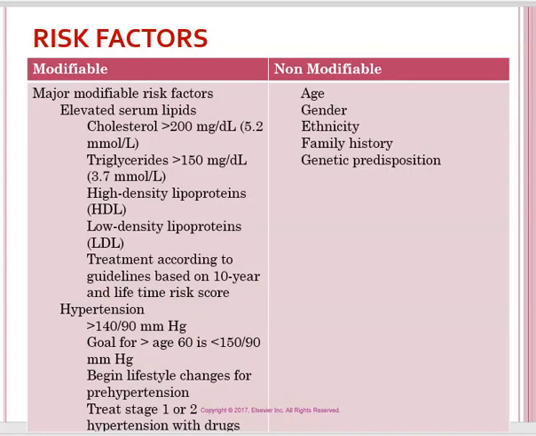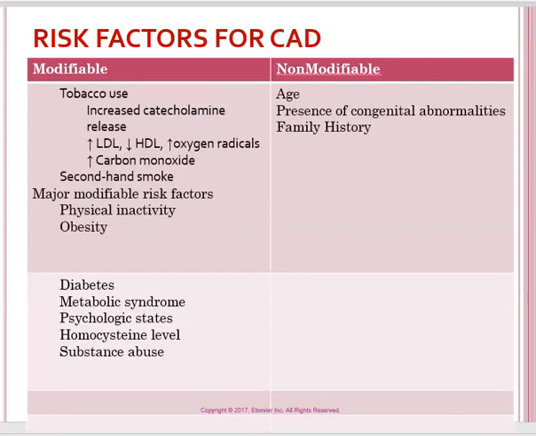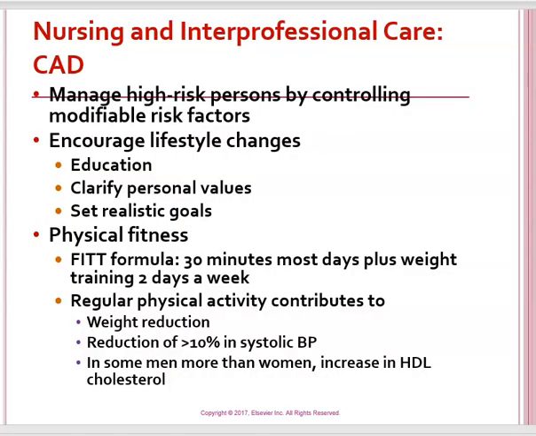Again, a review. Take a look at your modifiable and non-modifiable risk factors for coronary artery disease. You learned this in level 1. You learned this in level 2. But here is kind of a comparison for you. Again, modifiable and non-modifiable. These are important things for you to remember as you're taking the history, assessment history of your client.